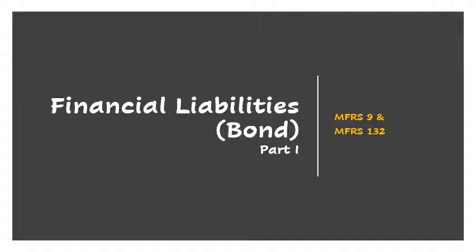For this presentation, you should read together two standards, MFRS 9 Financial Instruments and MFRS 132 Financial Instruments Presentation. However, the majority of the discussion will be referring to MFRS 9. You also need the present value table and present value annuity table provided in Putra Blast. Please make sure you have them ready with you before continuing with this video.